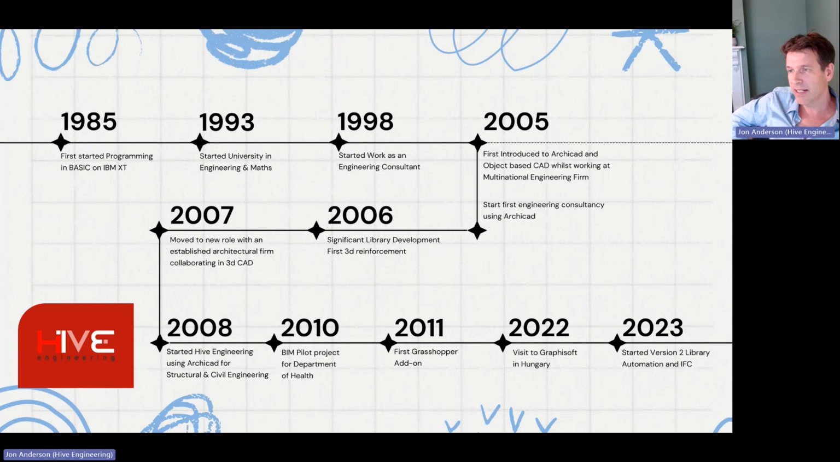So I started computer programming when I was a kid, basically in 1985. Learnt BASIC by myself. Then, when I got to university, engineering and mathematics were my main subjects. And then in 98, I started as an engineering consultant with a medium-size firm doing big commercial projects, mainly in Victoria.